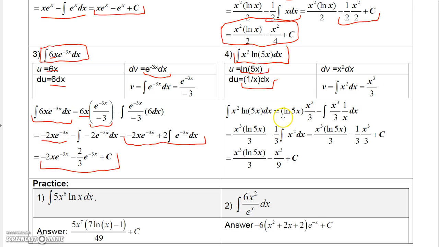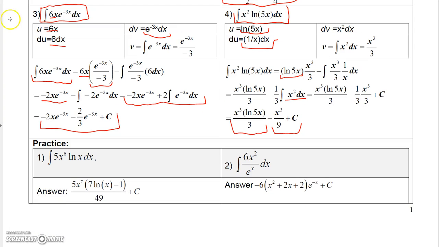And now put it together. uv would be natural log of 5x times v, which is x cubed over 3, and then minus the integral v du, which would be x cubed over 3 times 1 over x dx. And this integral can be simplified to minus 1/3 times the integral x squared dx. And then all you have to do is evaluate this integral, and we know how to evaluate that. That's just going to be x cubed over 3. So then multiply it by minus 1/3, and you get minus x cubed over 9. And then, of course, you had this term already figured out, and then we bring this term down with it, and then add your c, and there's your answer.